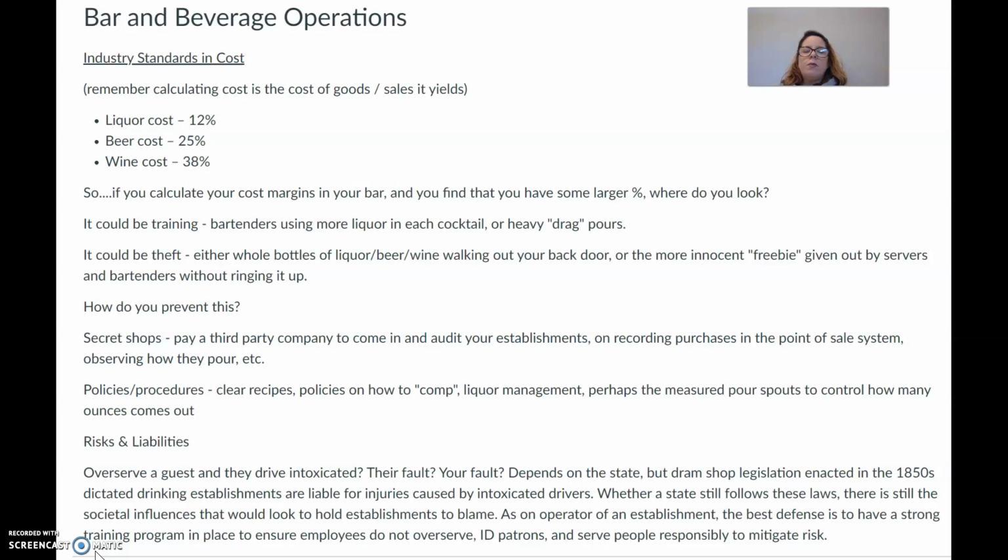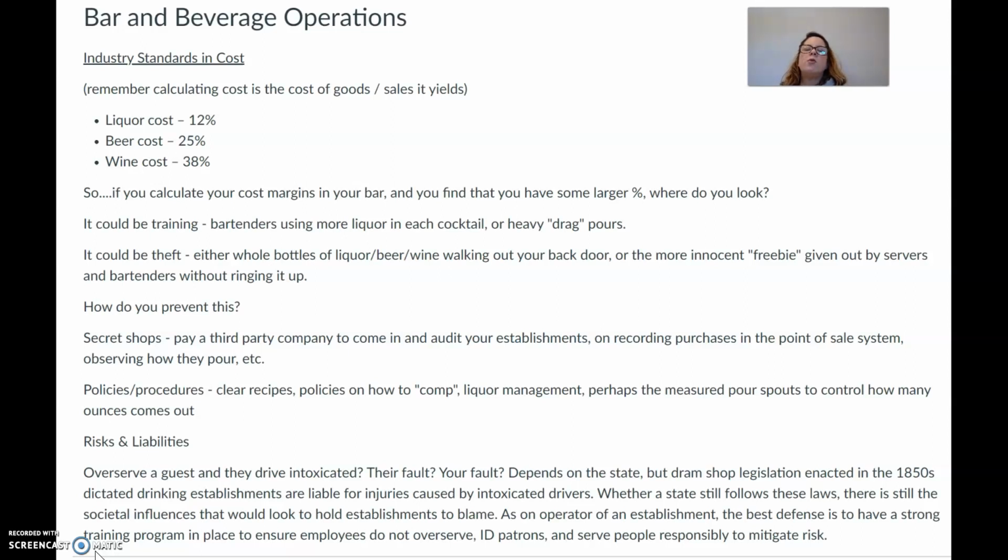So if you are reviewing your monthly records and you see that your beer cost is, for example, 40%, that's way higher than it typically would be, you'd want to take a look and see if that was a mistake or what could happen. Maybe it's training. So if your liquor cost is high, maybe bartenders are doing drag pours or heavier pours. It could be theft, that people aren't ringing things up. It could be, interestingly enough, beer not kept at the right temperature will foam more.